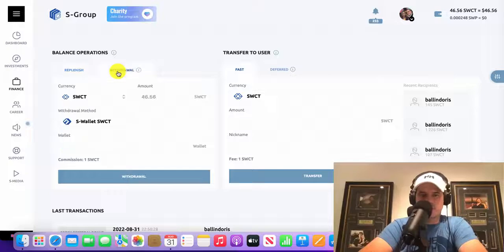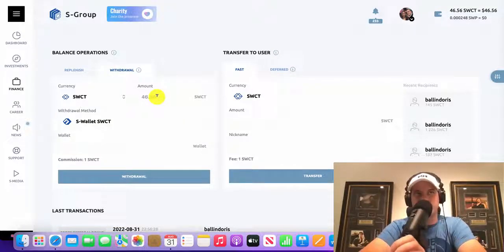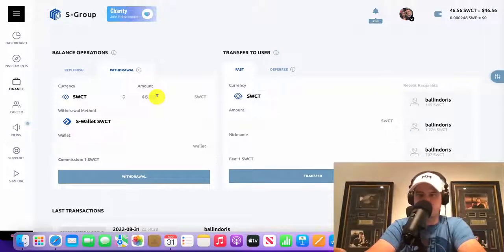So withdrawal, guys, it's really simple, right? I've got a balance up here of $46. The minimum withdrawal is $50. The maximum withdrawal is the value of 2 Bitcoins, like $42,000 in one withdrawal. But here's the thing, I can withdraw more than once a day.